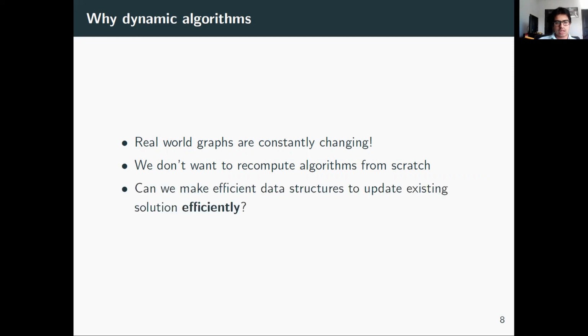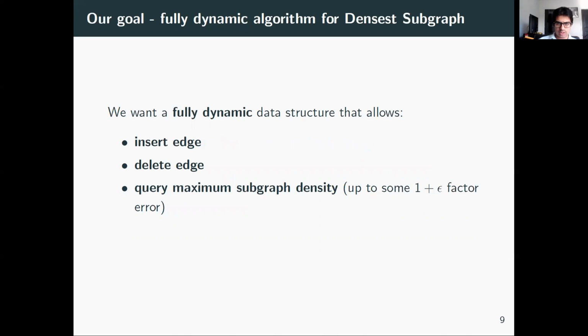So our goal is to make efficient data structures such that if we already have an existing solution, you can just update it quickly using this data structure, much faster than redoing the algorithm would be. All right, so our goal for today is a fully dynamic algorithm for the densest subgraph problem, and what that means is you should be able to do these three operations.